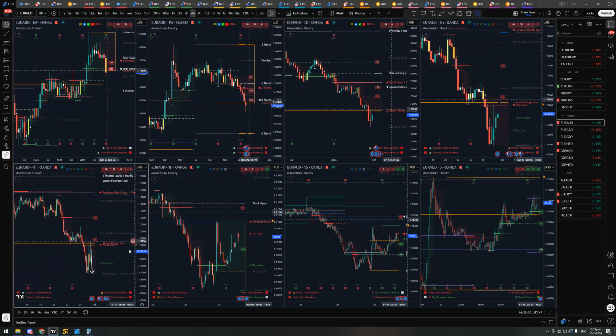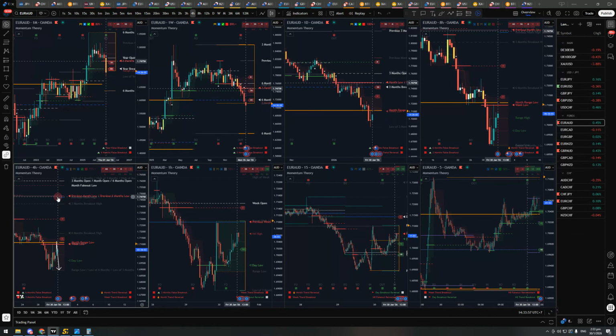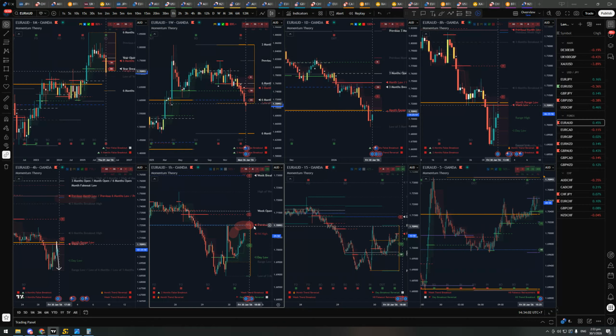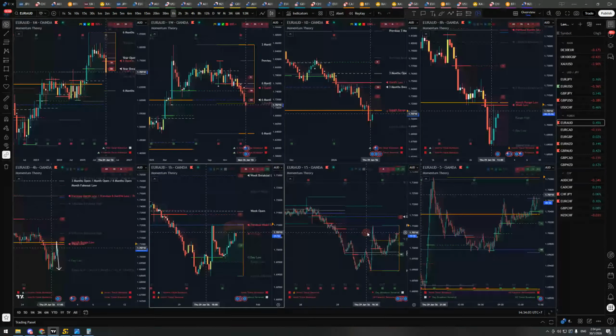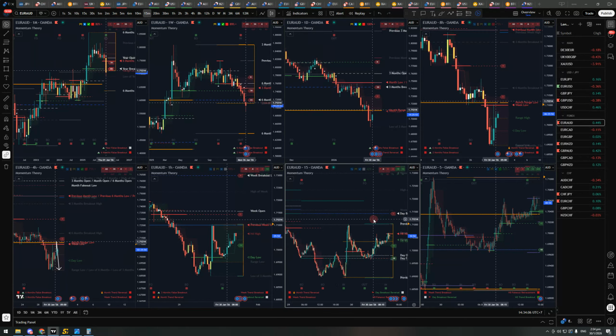Setup on the monthly, I already put this here. I want to see a fake out of the previous week high, unlikely to happen. Here I want to see a fake out of the previous day high. It's getting there, so this could possibly set up.